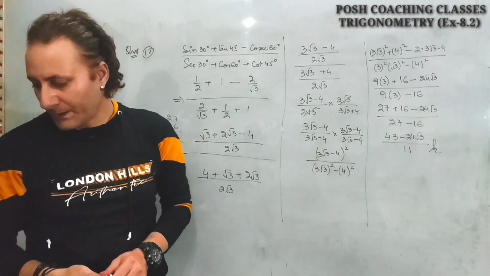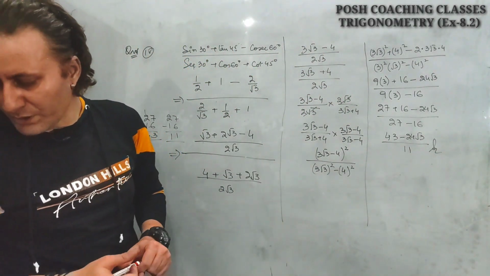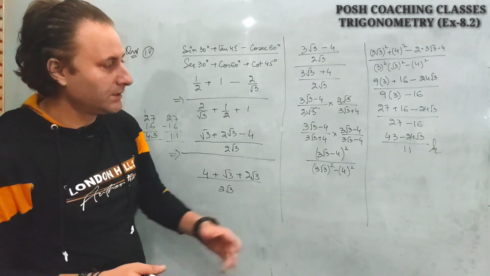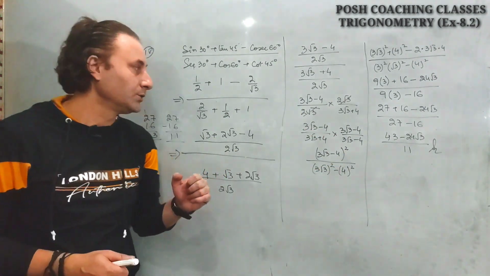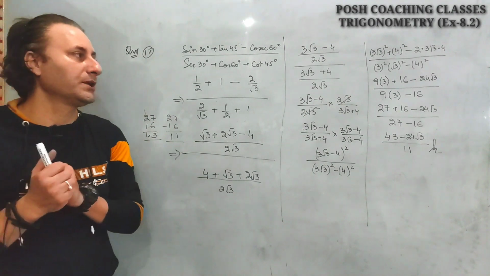So let me see if the answer is correct. It's 43 minus 24 under root 3 upon 11. That's the answer. So I hope you got this one as well.